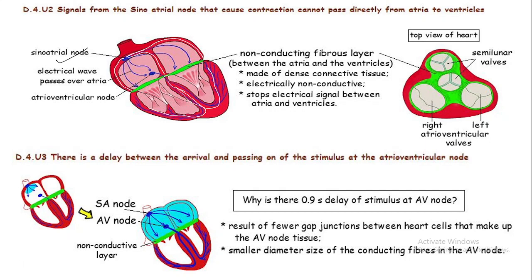The SAN is present here. The electric wave passes over the atria. Okay, the white line that I've drawn, the atrioventricular node is present here, which is at the base of the right atrium.